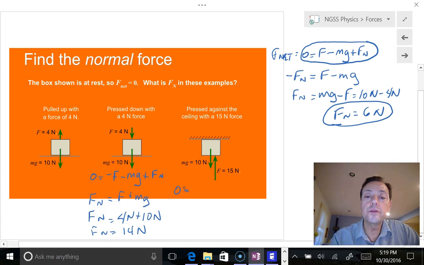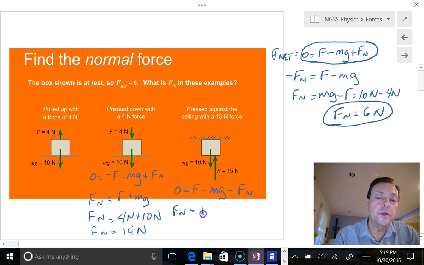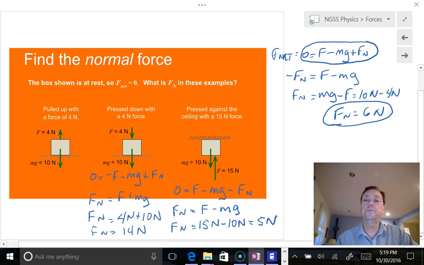Over here, the applied force is up, the weight is down, and actually the normal force is also down. So if we solve this, we get normal force is F minus mg. The normal force is 15 newtons minus 10 newtons equals 5 newtons. Okay, I hope that makes sense.